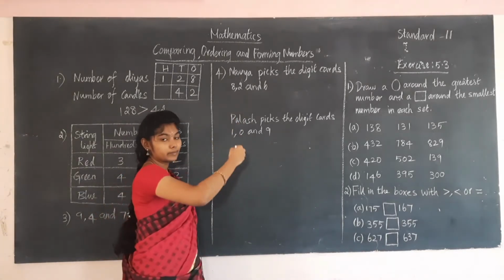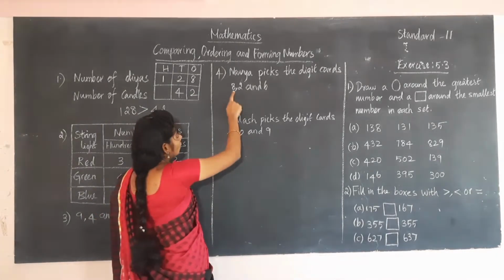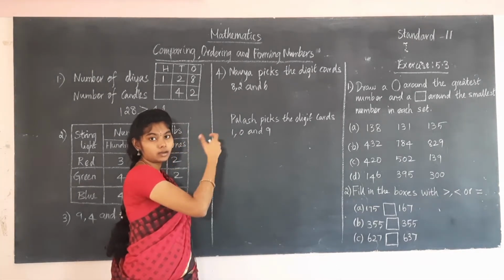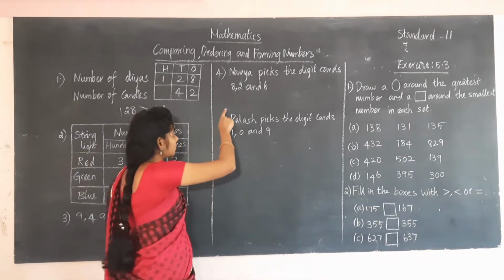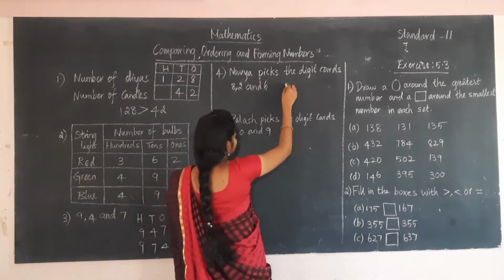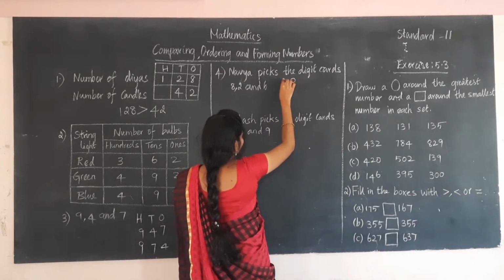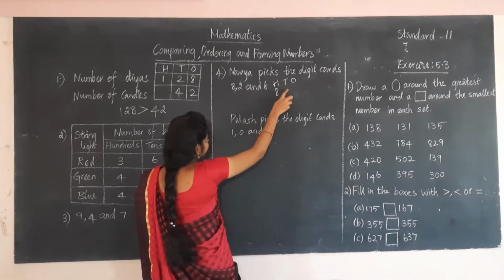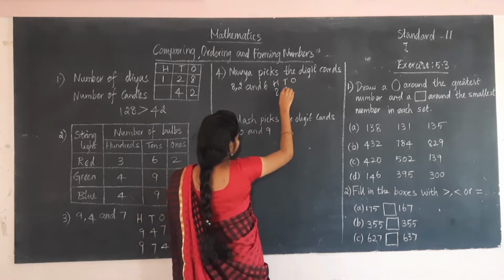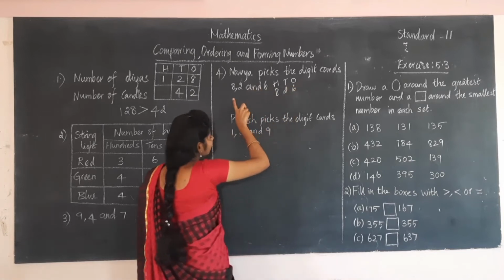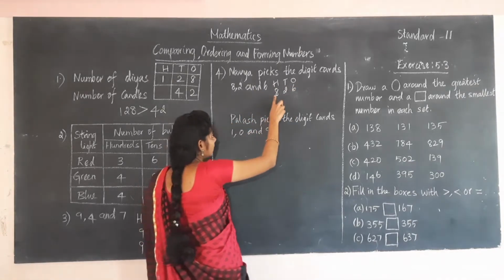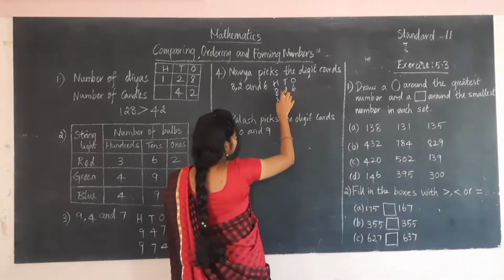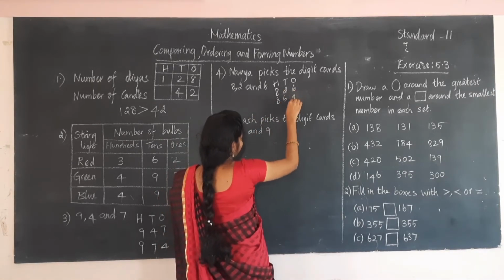So what are the possibilities? First we can place 8 in the hundreds place. So 8 in the hundreds place we are taking, and 2 and 6 can be placed in the tens and ones. Here again we are taking 8 in the hundreds place, and we can interchange these two, 6 and 2. So 6 in tens and 2 in ones.